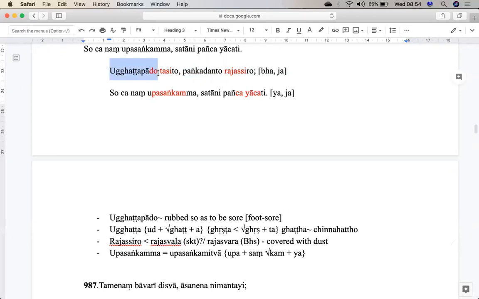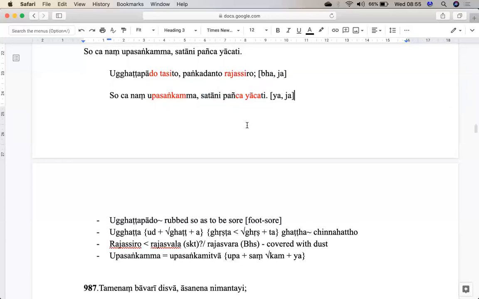So all of them are adjectives, so they modify the subject. He, whose feet are painful, dusty, whose teeth are dirty, or whose head is dirty, or who is covered with dust. So having approached him, and satāni pañca yāceti, asked for 500 coins, 500 coins of money.